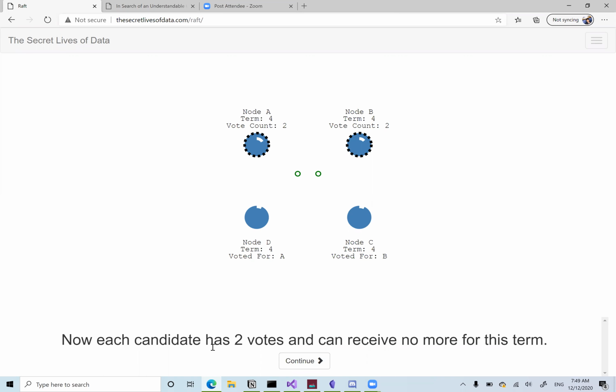But now it can happen, let's say on this node the message came first from this candidate, and on this node the message came first from this candidate. So this will also have two votes, one for itself, one from him, and one from itself, one. So both have two votes now, right? Total. So each candidate has two votes and can receive no more for this term, right? Because they have already voted, so they will not give them any more vote.